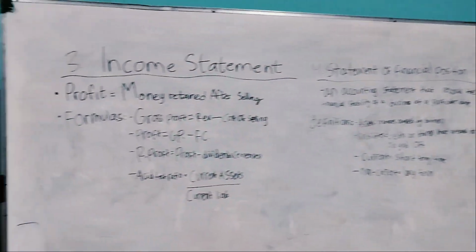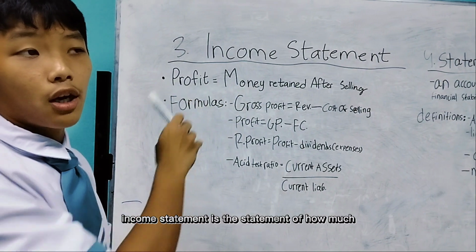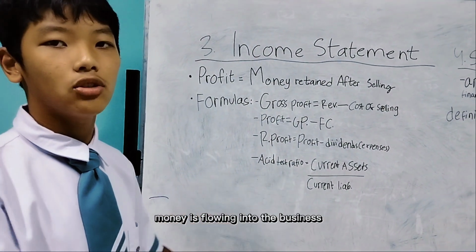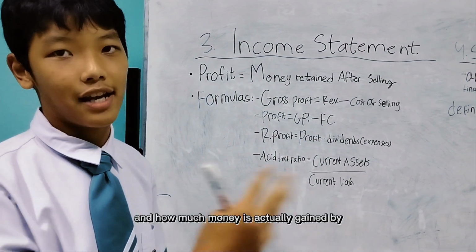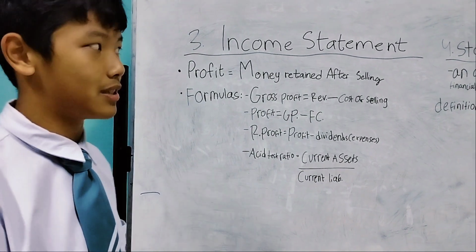So today I'll be explaining about income statements, statement of financial position, and analysis of accounts. So about this, the income statement is the statement of how much money is flowing into the business and how much money is actually gained by the business and retained by the business.